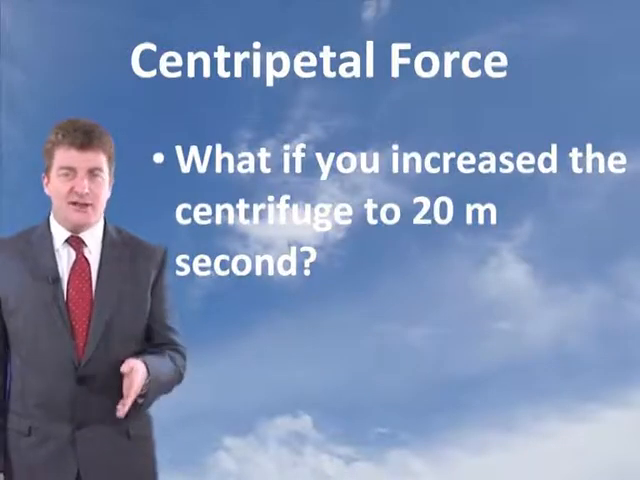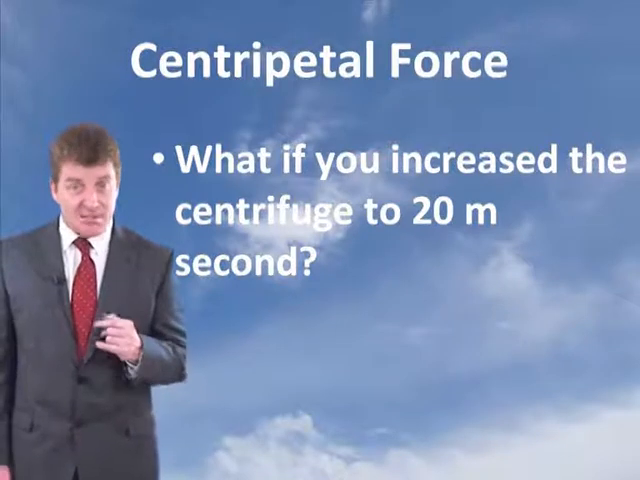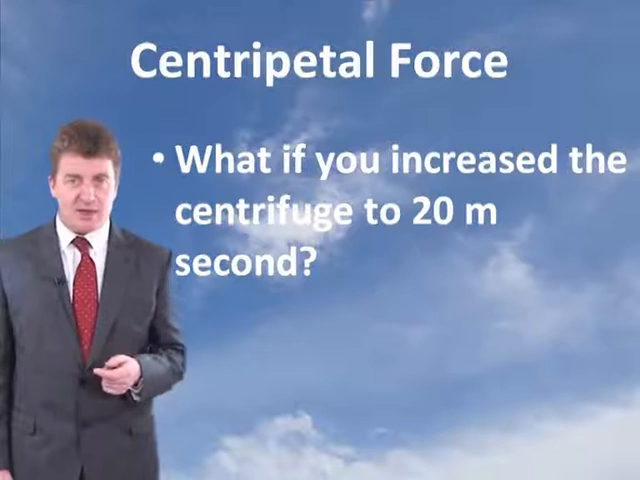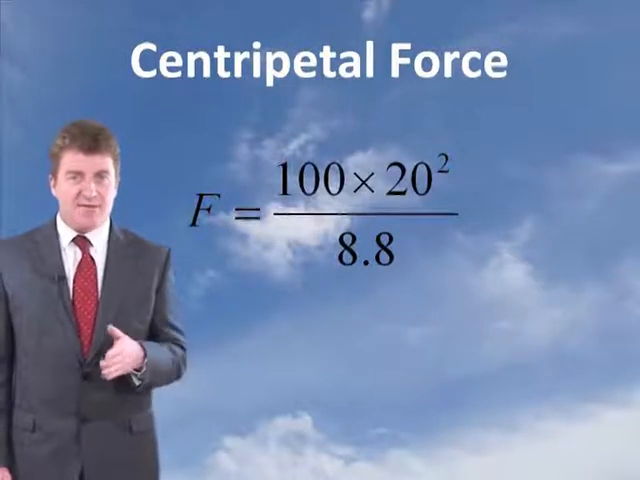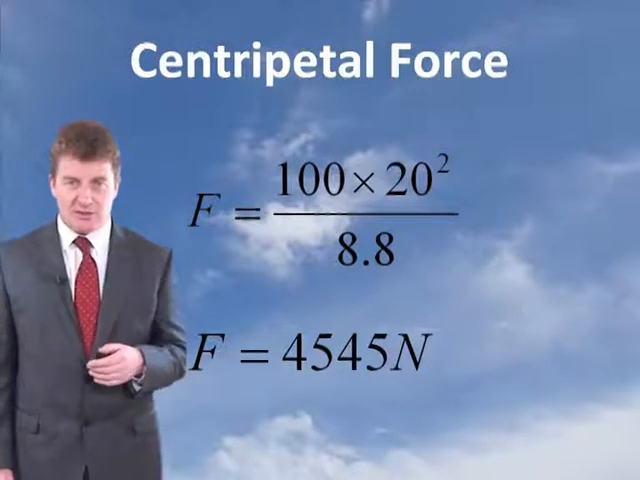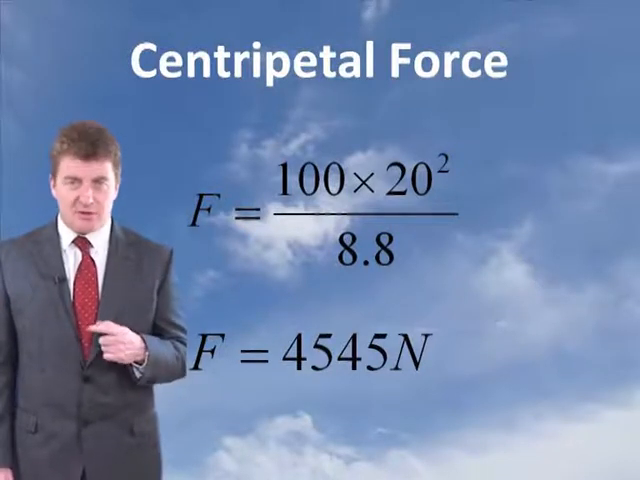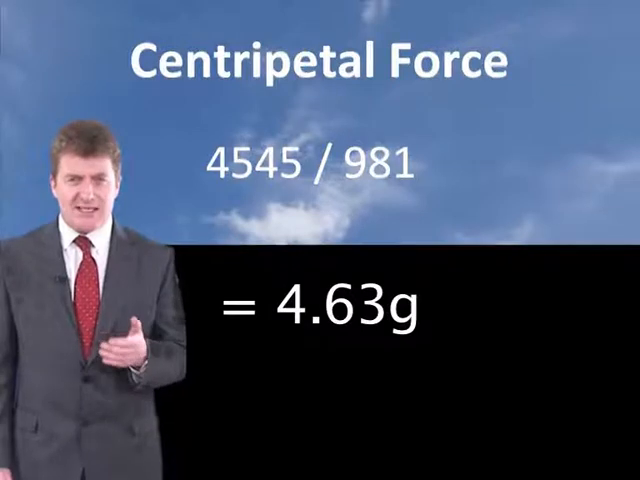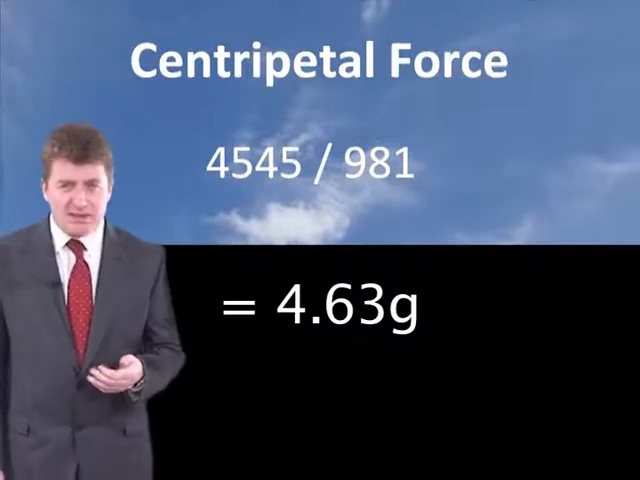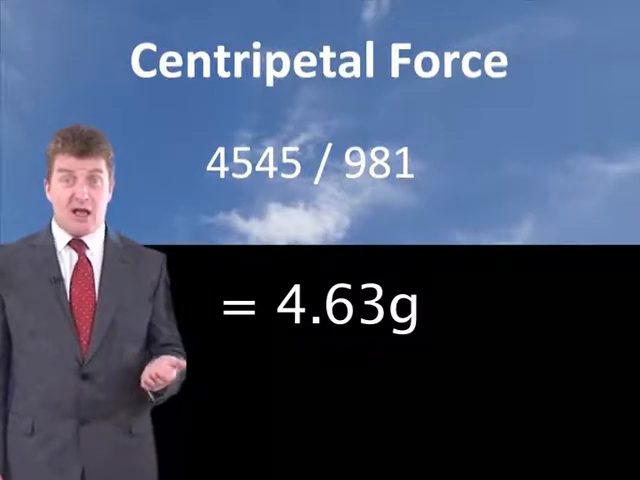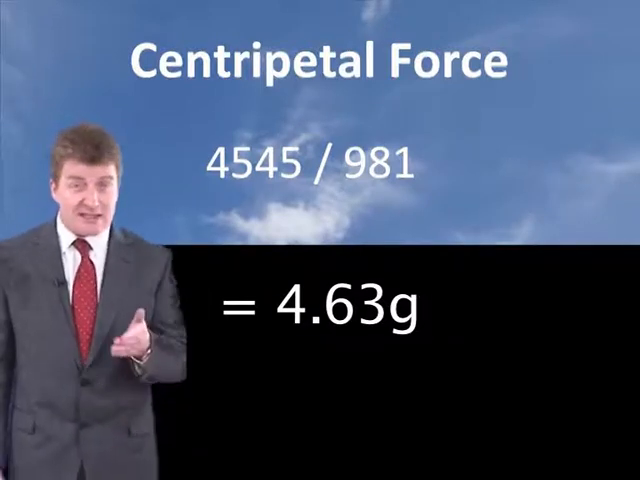Now, what if you increase the centrifuge to 20 meters a second? Same person, 100 kilogram, spun in a centrifuge at 20 meters a second. Put him in here, it gives a force of 4,545 newtons. How many G's would this be? Well, it's 4,545 divided by 981, which equals 4.63 G. That person would feel as though they weighed 4.63 times what they did before.